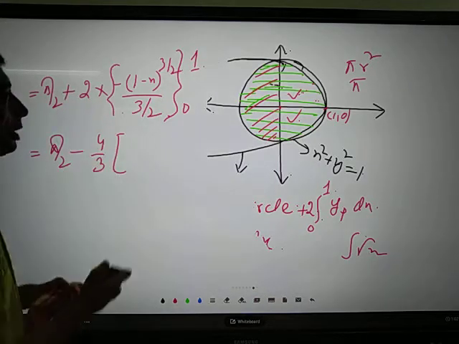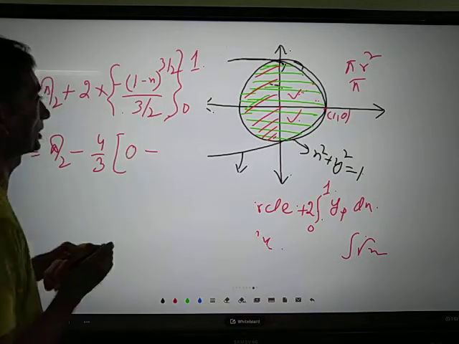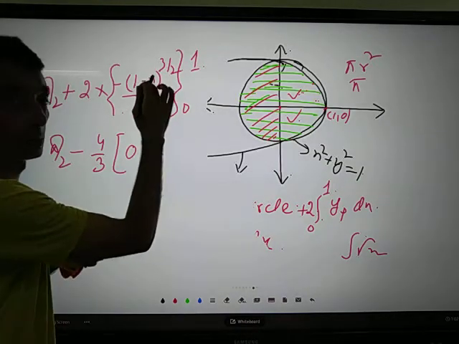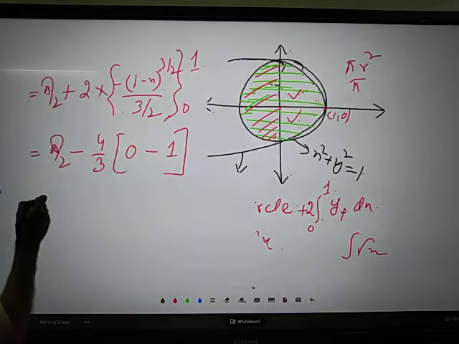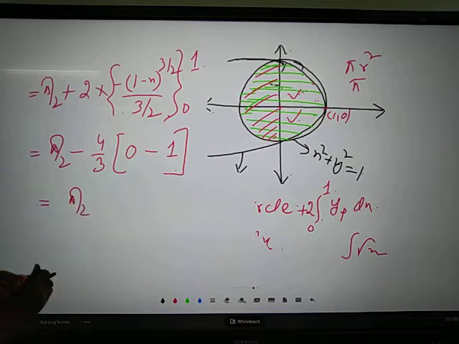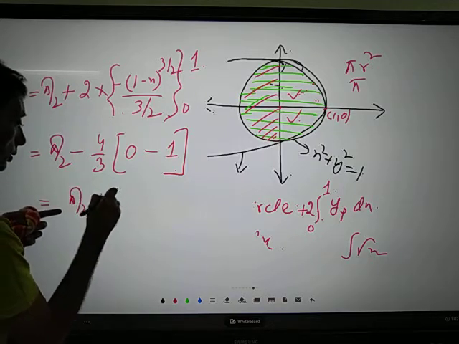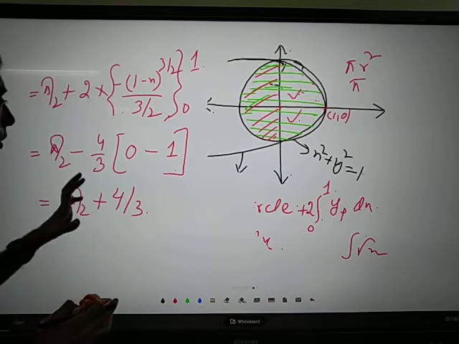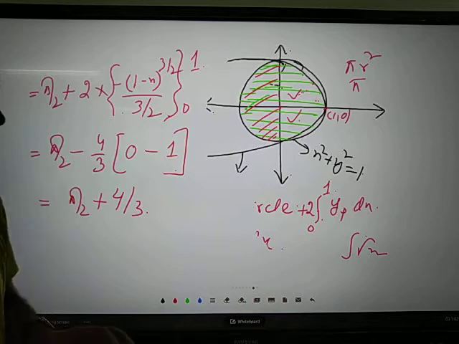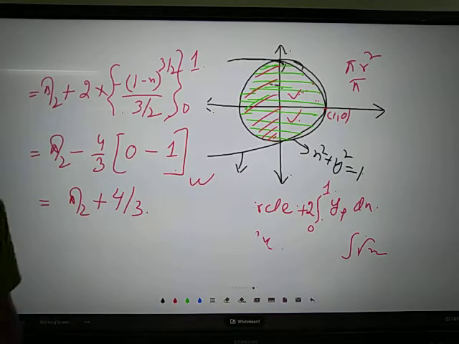Okay, I'll just take minus out. If I substitute 1, it will be 0, then minus. If I substitute 0, it will be 1. Fine. So finally, this is pi by 2 and minus minus plus 4 by 3. This is pi by 2 plus 4 by 3. Okay, and this is the answer for this particular question.